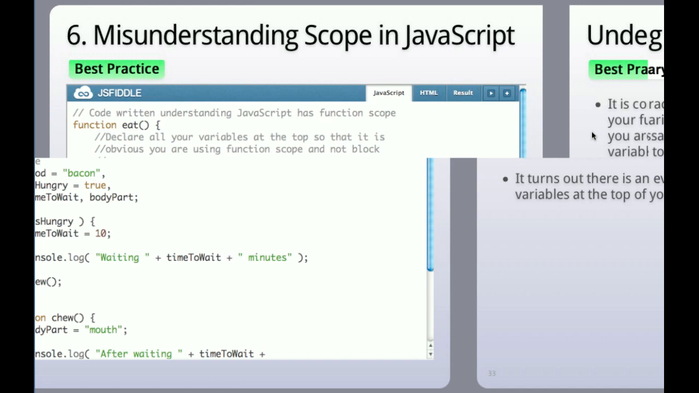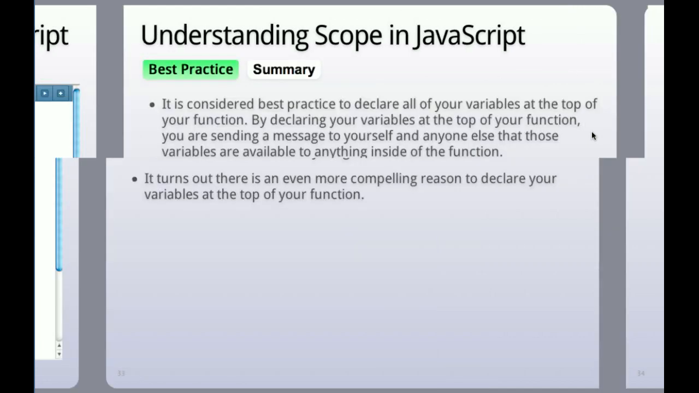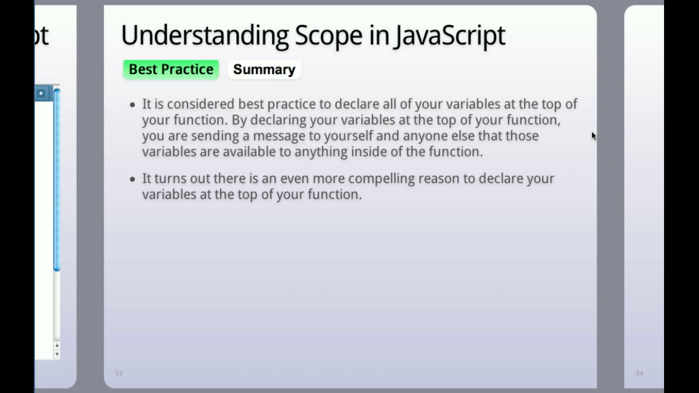Actually, sorry. The best practice is that anytime you have a function, and we'll get into this more later when we explain what's going on, try to declare all your variables at the top. That way, it's obvious that all these variables can be shared across all functions and all if statements, and they won't be confused as much. So it's considered best practice to always declare your variables at the top of a function.